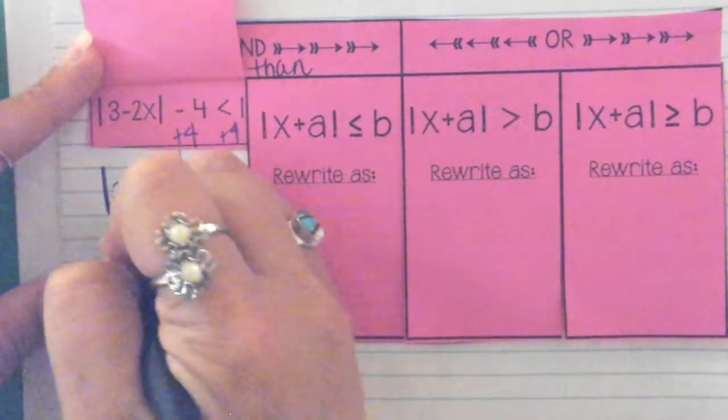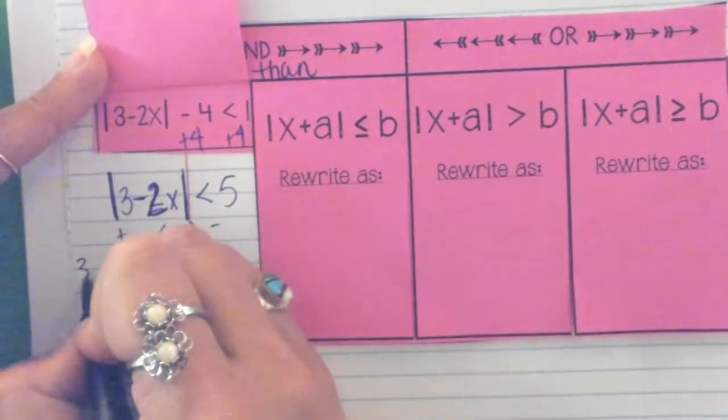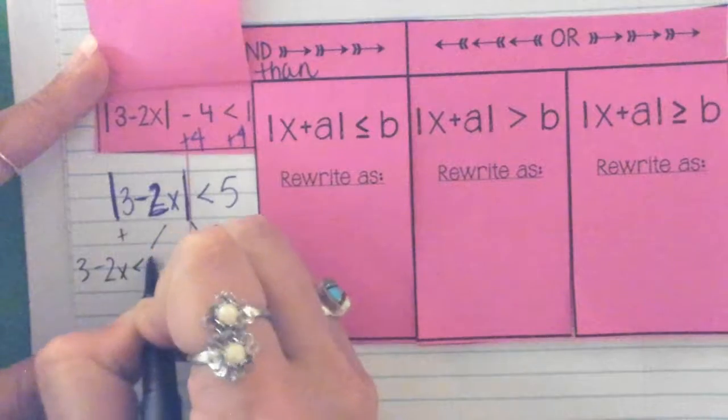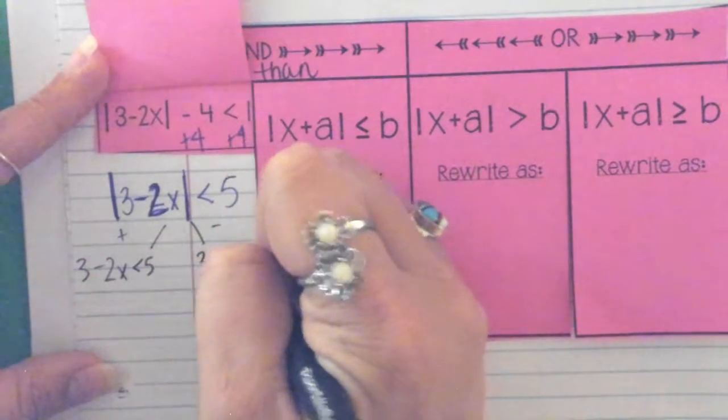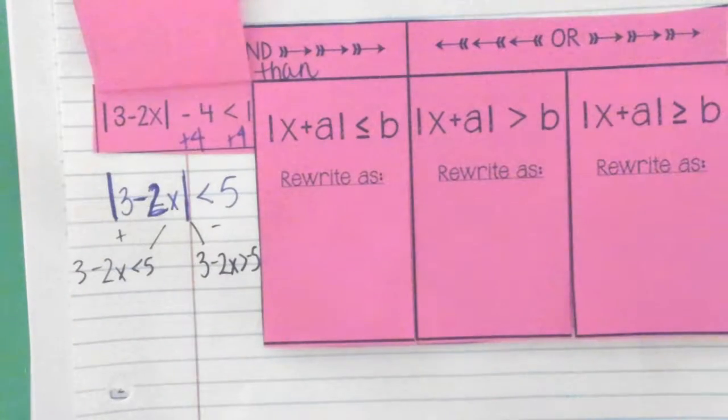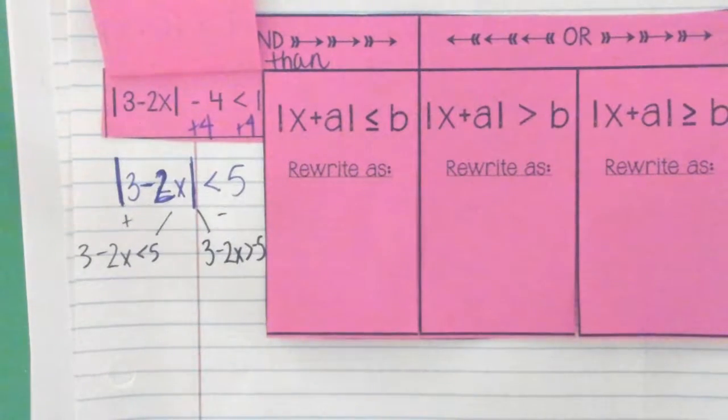Alright. So, we have 3 minus 2x is less than 5. And 3 minus 2x is greater than negative 5. Don't forget to flip your sign. And why do we flip our sign? Because it's negative. Take a point. Alright, can we solve these now? What do we need to do? Do we add 3 or subtract 3? Subtract 3.